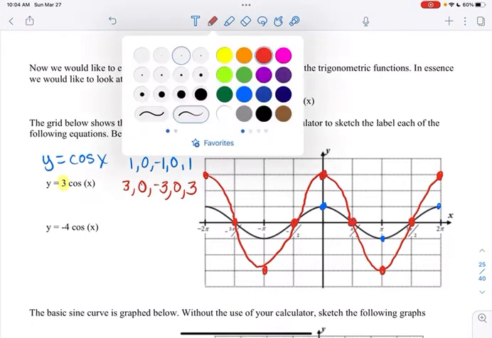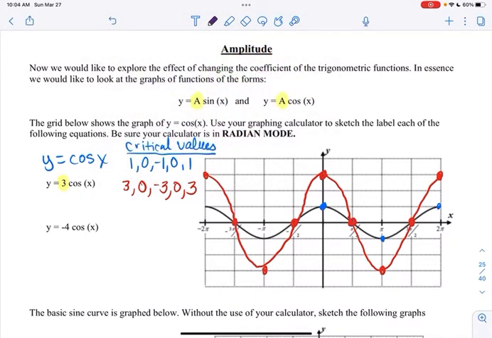If I have a negative number, I'm just going to, again, multiply the critical values. So I'm always multiplying these critical values by that coefficient. So my new critical values would be -4, 0, 4, 0, -4. So it's actually going to just be upside down. 1, 2, 3, 4. So I'm starting here at -4, 0, 4, 0, -4. And then in the opposite direction, 0, 4, 0, -4. So my curve looks like this. It's flipped upside down when I have the negative.